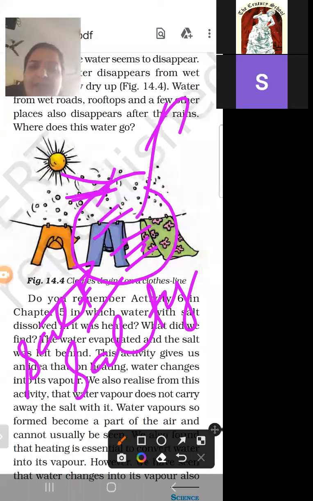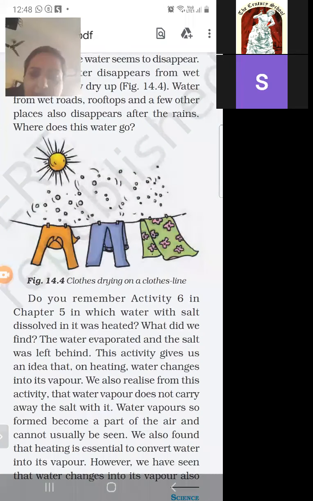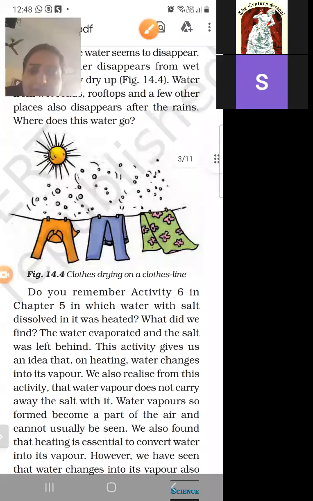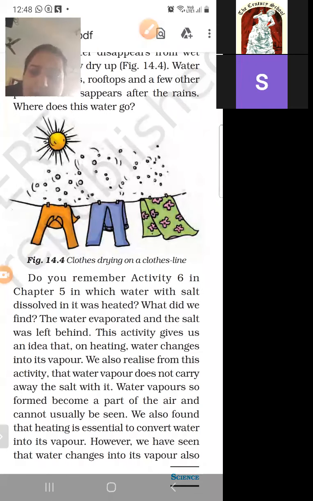जब एक बाउल में अगर हम सोल्टी वाटर रखते हैं सनलाइट में, तो हमारा पानी जो इवेपोरेट हो जाता है और क्या बच जाता है हमारे पास? सोल्ट. So what did we find? The water evaporated, and salt is remaining. This activity gives us an idea on heating. Water changes into its vapor. From this activity, we found that when we heat the water, it changes to vapor.